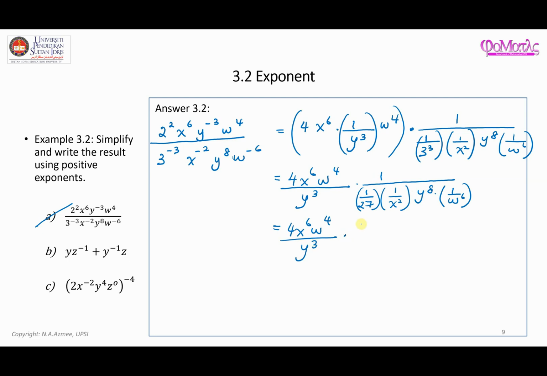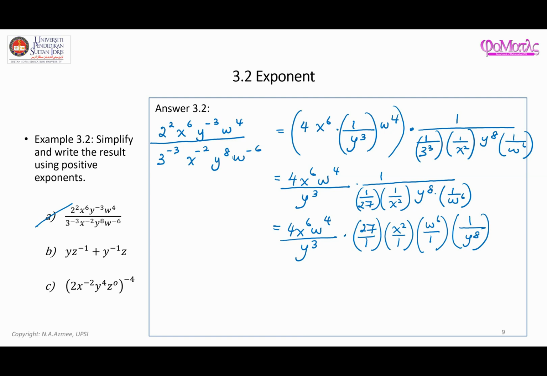And here is going to be 27 over 1. This is something that you have seen in the previous chapter. So 1 over 1/27 is going to be 27 over 1, x squared over 1, and then we have w to the power of 6 over 1, and you're going to multiply that with 1, y to the power of 8. So this guy over here.